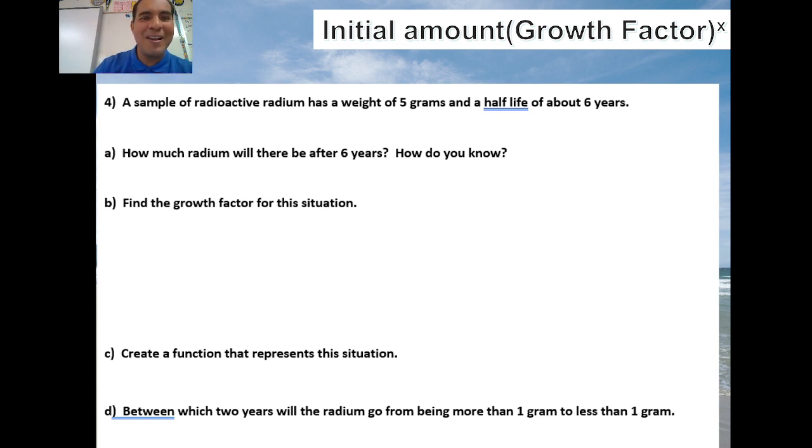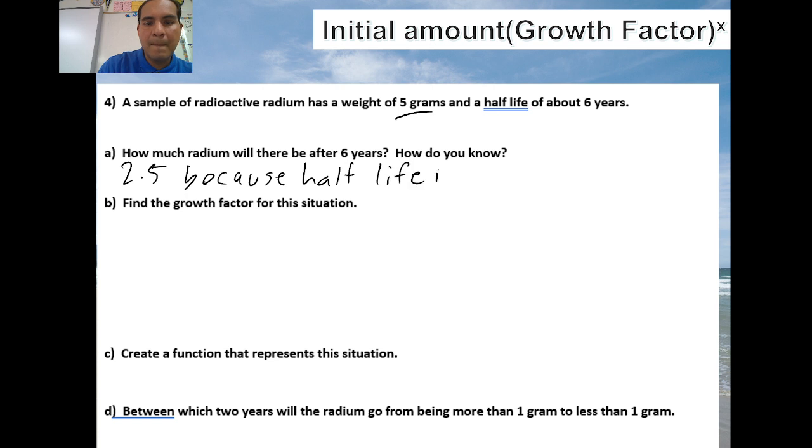Question number 4. A sample of radioactive radium has a weight of 5 grams and a half-life of about 6 years. That means after 6 years, half of this 5 grams is going to be gone. How much radium will there be after 6 years? How do you know? Well, there's only going to be 2.5 grams because the half-life is 6 years. Okay, so 2.5 grams are going to be left after 6 years because the half-life is 6 years.